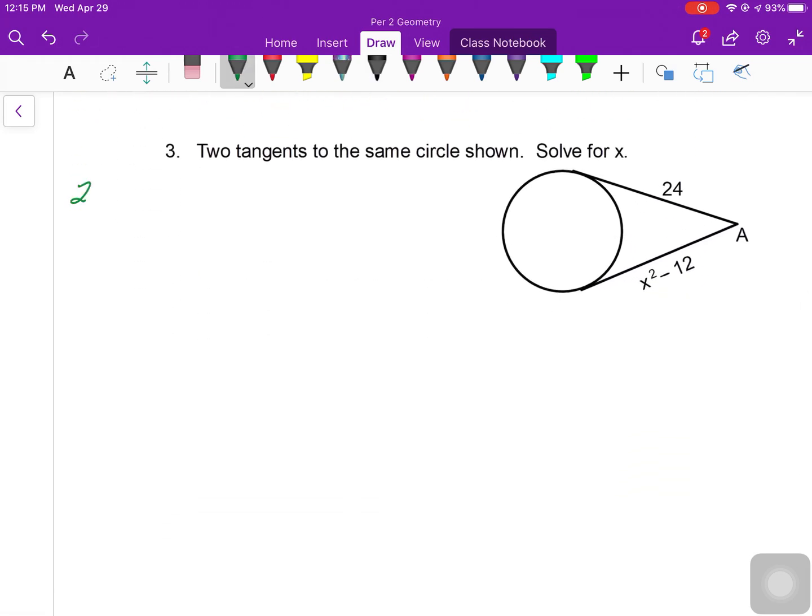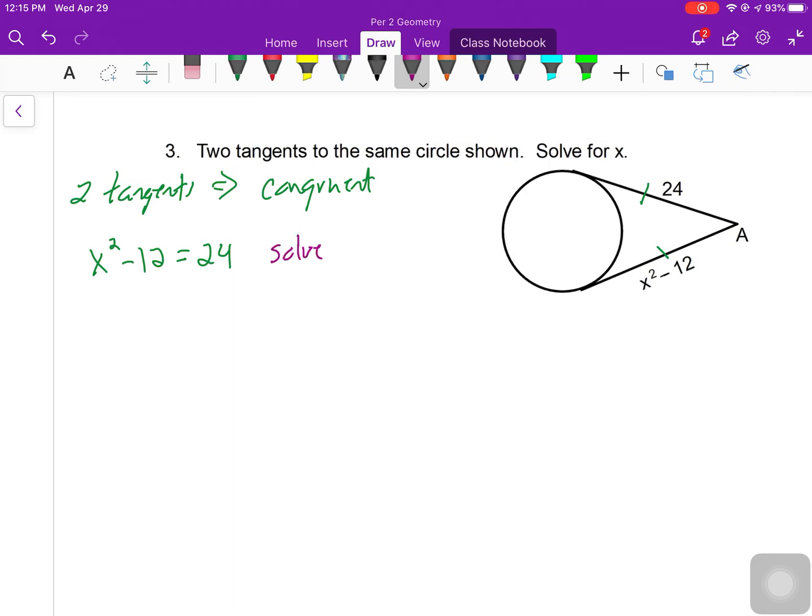Let's try another example of this type. Once again, in this problem, I have two tangents to the same circle from the same point, so they will be congruent. When I set those equal to each other, x squared minus 12 equals 24. This one I'm going to solve using square roots.